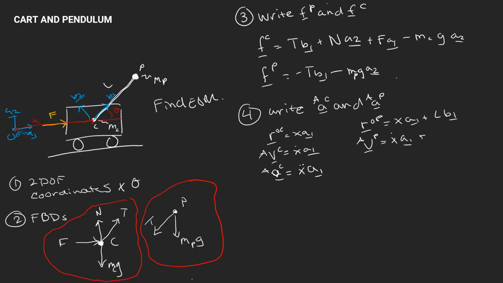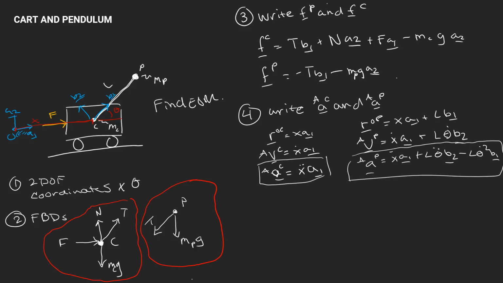What we're left with is the cross product between theta dot B3 and LB1, this position vector, which is going to equal L theta dot B2. And then we can use the magic formula again to get the acceleration. I'm just going to skip right to the answer here. This is L theta double dot B2 minus L theta dot squared B1. Okay, so now we have our two acceleration terms.